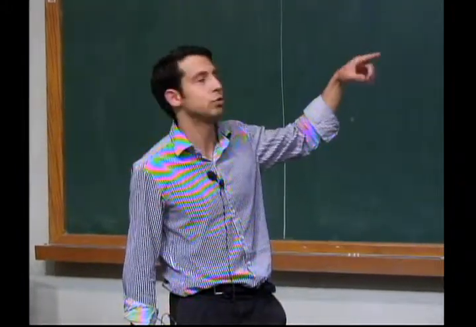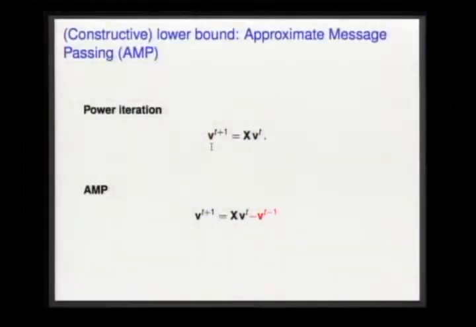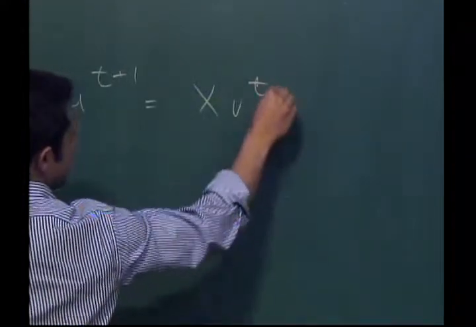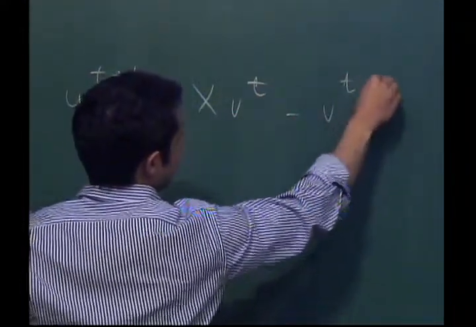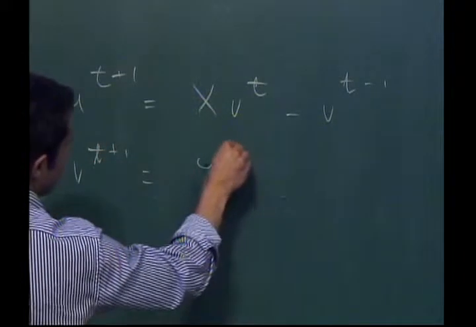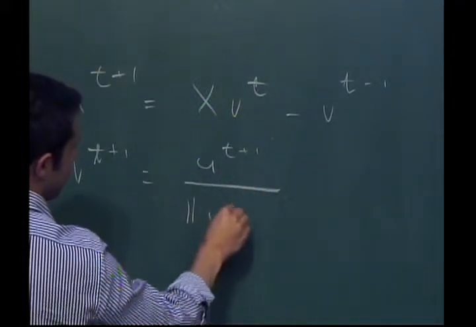Or you normalize it. So if you want, you can write V_{t+1/2} equals this, and V_{t+1} is V_{t+1/2} normalized by its norm. So the norm of x is the same as the norm of V_{t-1}. Okay, this is only for simplification. I didn't write the normalization, but otherwise you write u_{t+1} equals x V_t minus V_{t-1}, and V_{t+1} equals u_{t+1} divided by the norm of u_{t+1}.